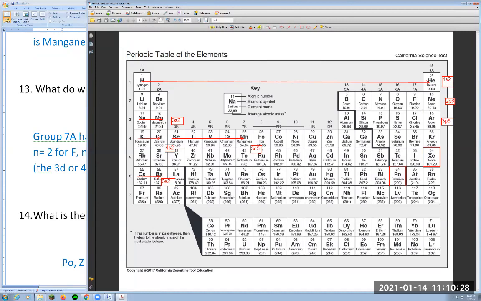So it's going to be the 4f orbitals. That corresponds to this full width of the inner transition metals here, from cerium all the way to lutetium. And so that's going to be 4f, and there are 14 columns in there. So you need to add 14 electrons in the 4f.